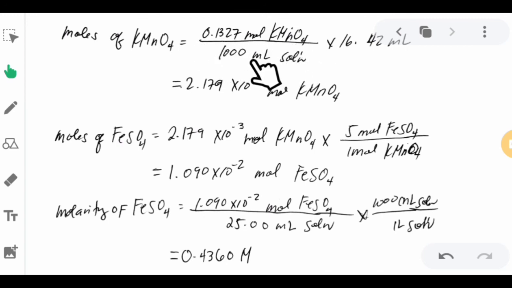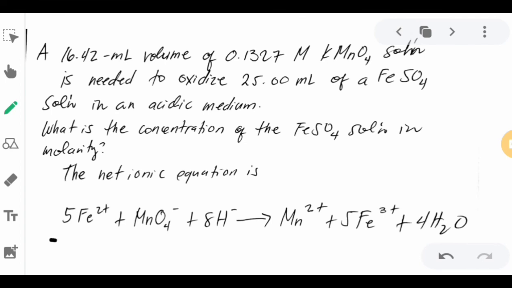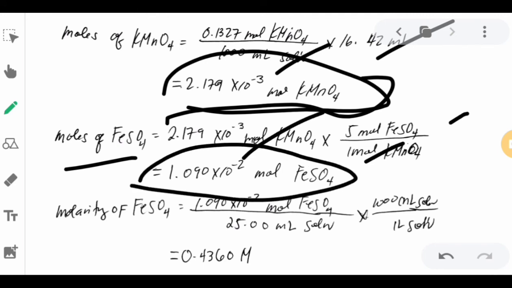mole of KMnO4 per 1000 milliliters of solution times 16.42 milliliters. So you will have here, cancel that, cancel. You will have 2.179 times 10 raised to negative 3 moles of KMnO4, then 5 moles of FeSO4 per 1 mole of KMnO4. So that is 2.179 times 10 raised to negative 3 moles of KMnO4 times 5 moles of FeSO4. Then cancel. You will have 1.090 times 10 raised to negative 2 moles of ferrous sulfate.